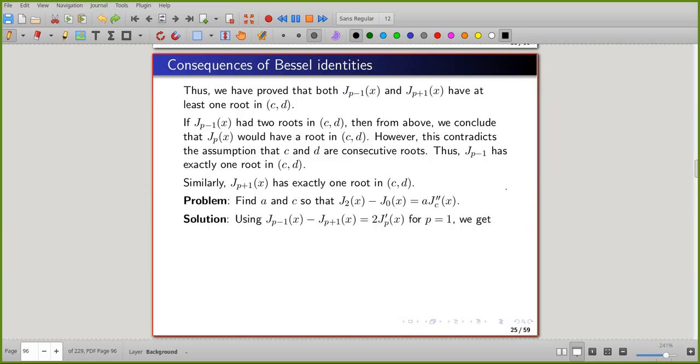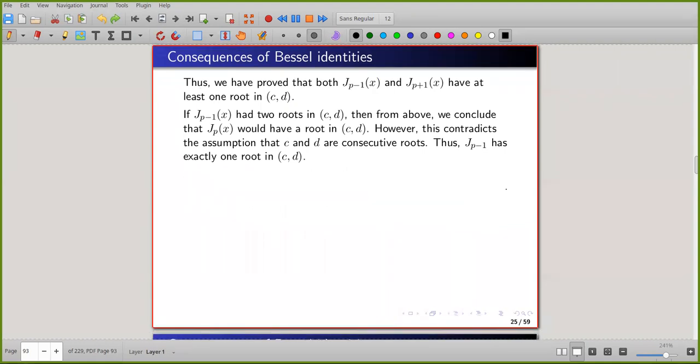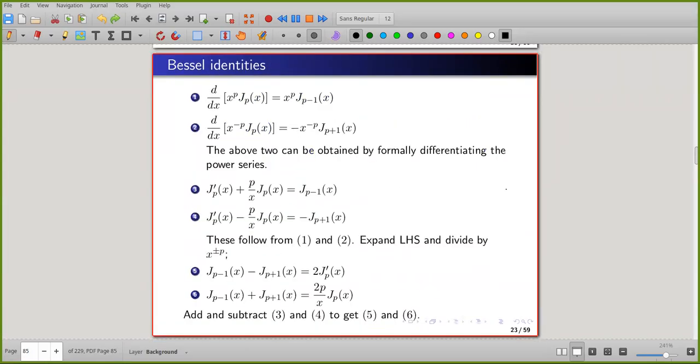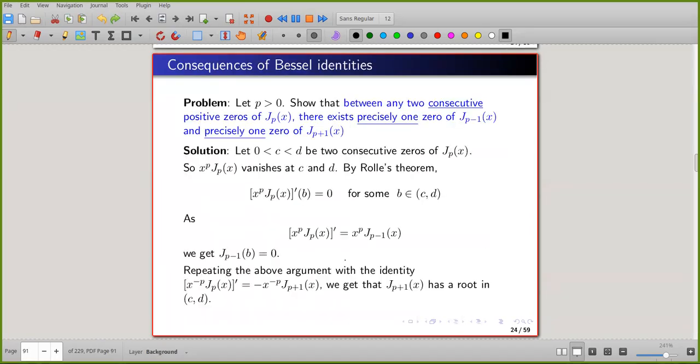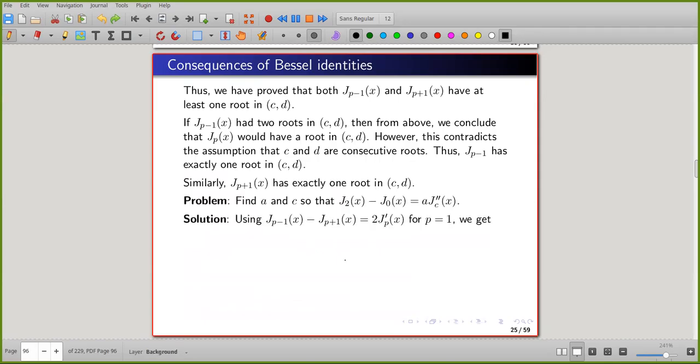Okay, so we first use Jp minus 1 x minus Jp plus 1 x is equal to 2 Jp prime x, and we take p equal to 1 in this. So this is, I suppose, one of the last identities. Here we are using this identity: Jp minus 1 x minus Jp plus 1 x is equal to 2 times Jp prime x. So we put p equal to 1 in that. So we get J0 minus J2 is equal to 2 times J1 prime x.